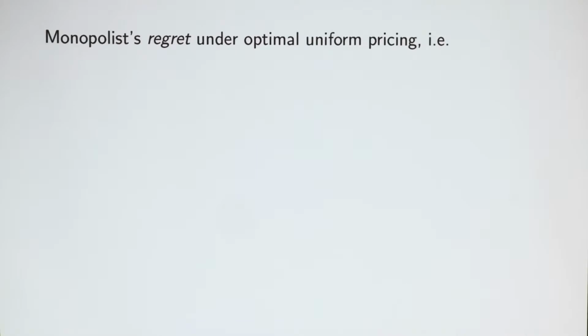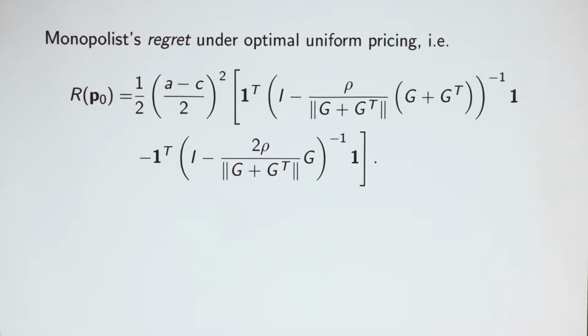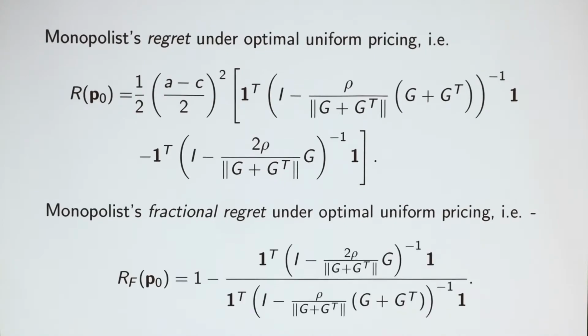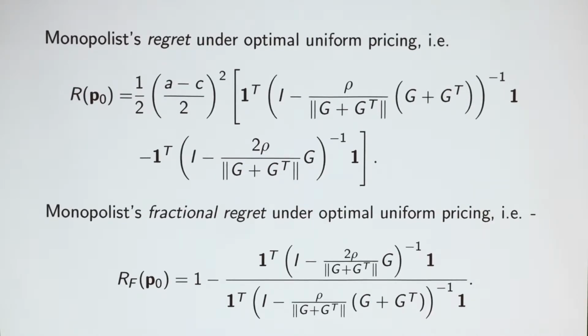Now we are ready to quantify the value of price discrimination, which we define in 2 different ways. The first one is called the monopolist regret, which is simply the absolute difference between the 2 profits we obtained before. And the second one is called the fractional regret, which is normalized by the optimal profit pi star. Now we have a way to evaluate the value of price discrimination.